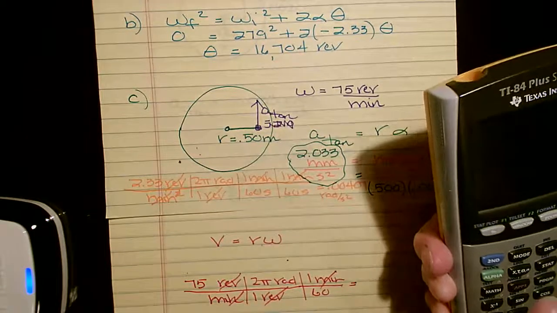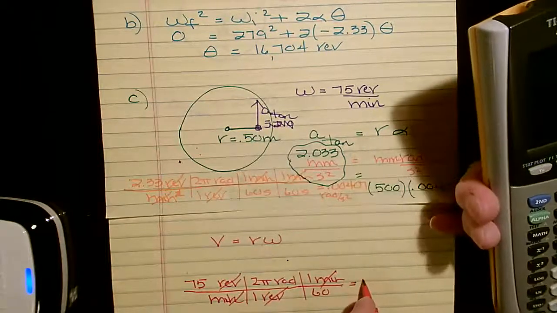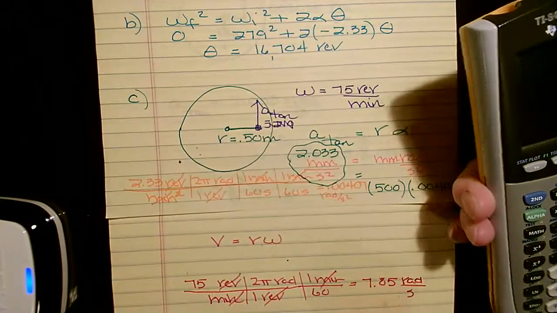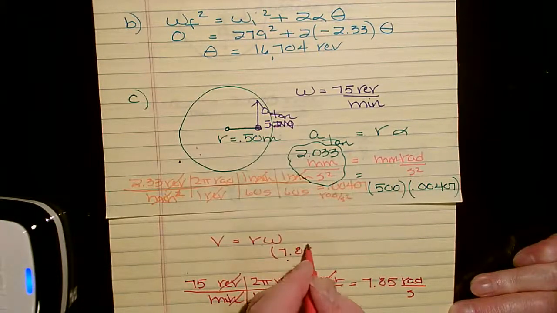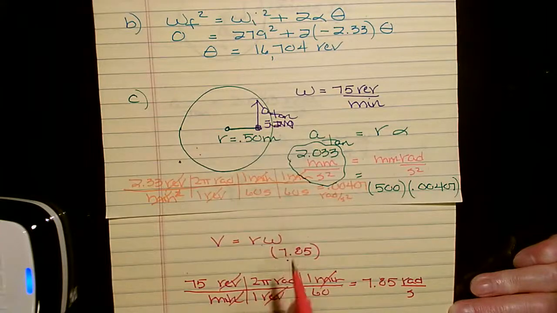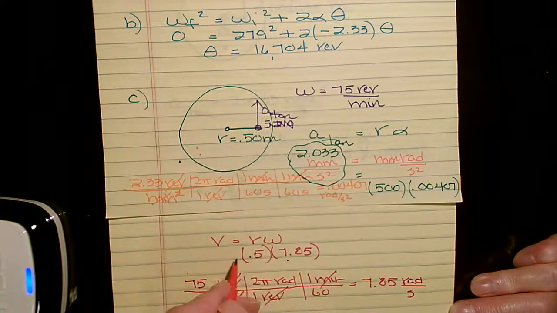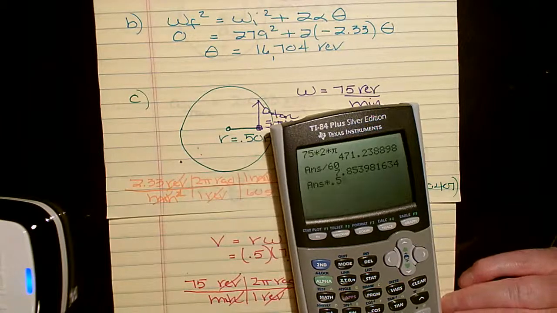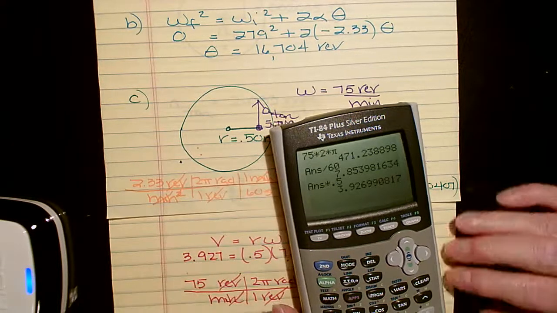So how many radians per second do we have? 75 times 2 times pi divided by 60. I get 7.85 radians per second. So that's what I'm going to put here. 7.85 radians per second, because I got to have radians to use this equation. The radius is 0.5 meters, so 0.5. So now I can figure out what V is. So I'm going to take the answer in my calculator screen times 0.5, and V is 3.927 meters per second.